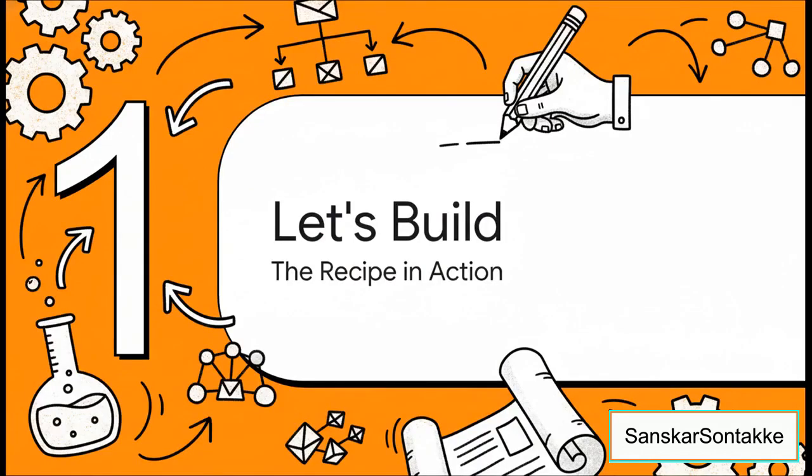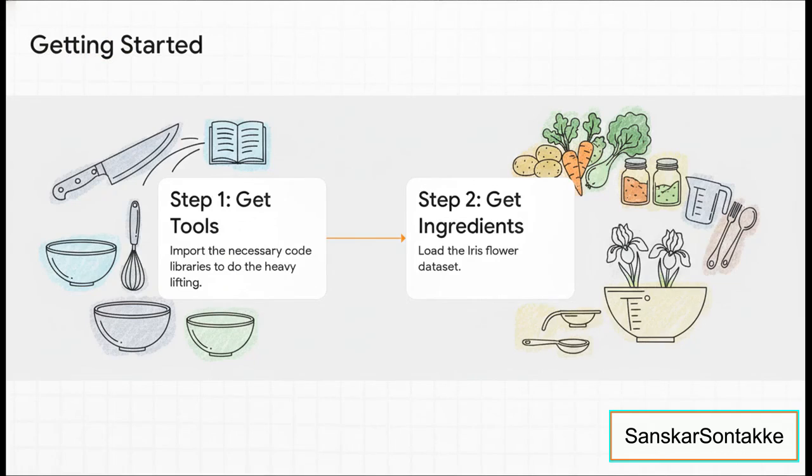All right, let's bring this recipe to life. We're going to walk through the code line by line, and you're about to see how every single concept we've covered in this series just clicks into place in a few simple steps. So, first things first, just like a chef lays out their knives and bowls, we import our code libraries. These are just pre-written packages that do all the heavy lifting for us. Then we load our ingredients, the iris flower dataset. We're basically getting everything prepped and ready on our digital countertop. It's as simple as that.